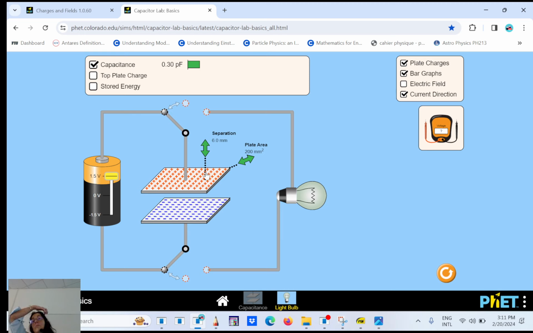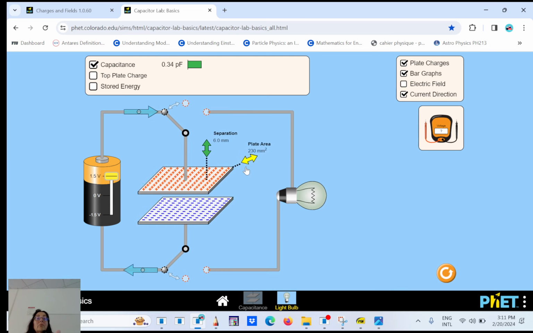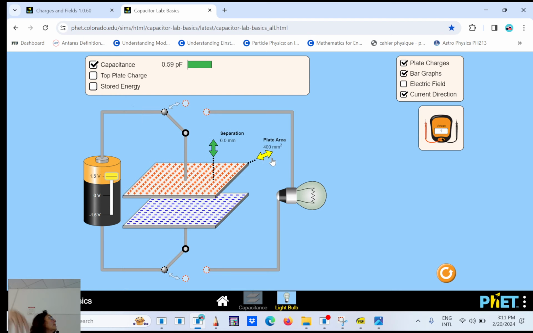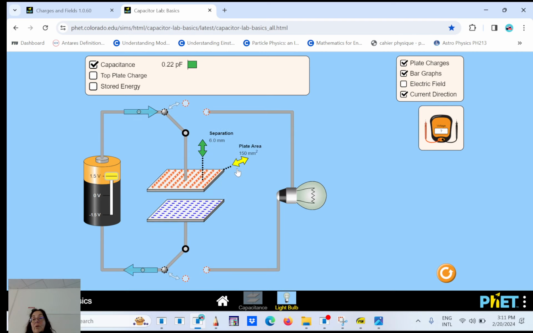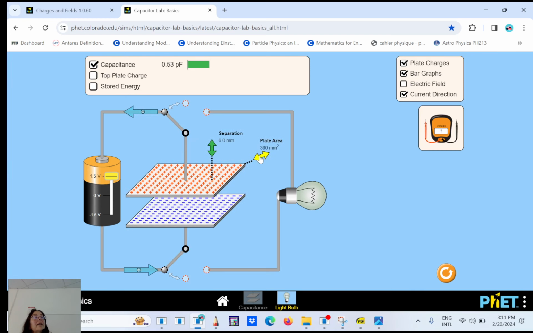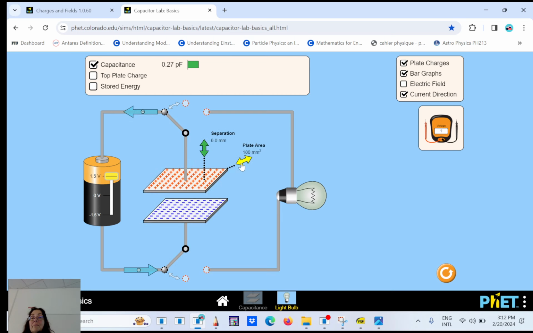How can I change the amount of charges here? If I increase the area, what's going to happen? Increase, very good, because you have more space, right? It's like you have a building and you add one more floor, so you have more space for the charge to flow and come. If we decrease the area, the amount of charge is decreasing. So for a parallel plate capacitor, it depends on the geometry. If it's parallel, it depends on the area. So it's proportional to the area.